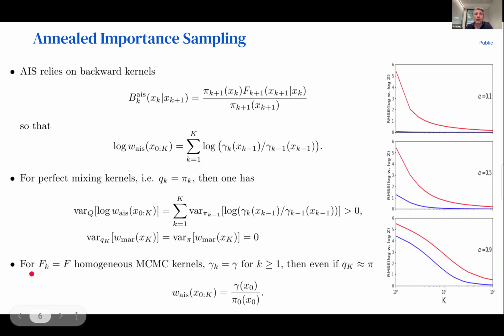It seems natural that there's no reason why you should bother doing annealing. You say you're already quite close to pi. Pi naught is already quite close to pi, and say pi has a simple geometry, say log-concave. Well, if you do that, then you have this remarkable thing that if you mix very well and you run your homogeneous Markov chain Monte Carlo algorithm for many iterations, you're going to have QK which is very close to pi, but the AIS importance weight is basically gamma of x naught over pi naught of x naught.